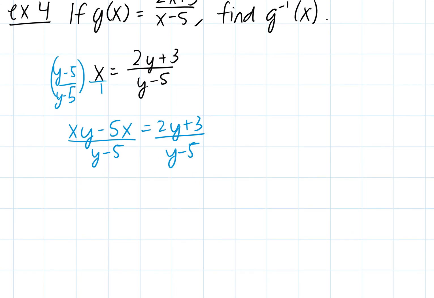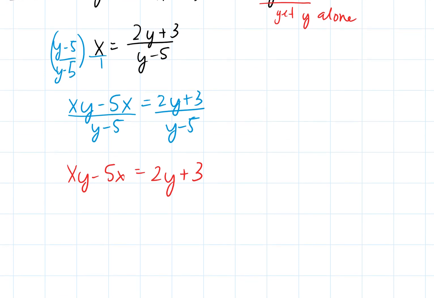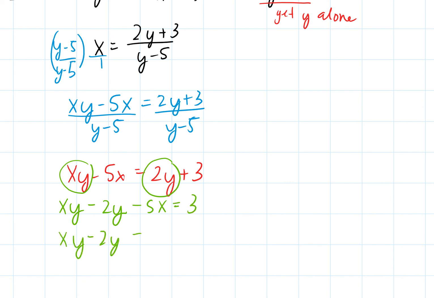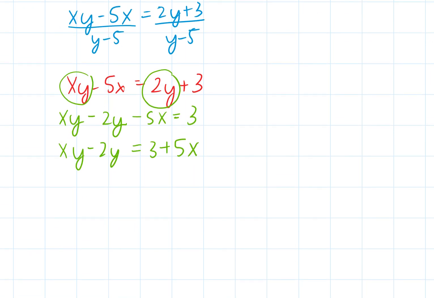Now if my denominators are the same, then my numerators must be the same. If I'm solving for an inverse function, I need to get y alone, and then I'll substitute, just swap out that notation. So let's get the terms with y on the same side of the equation. Either side would be fine. I'm going to subtract the 2y from both sides. And now I'm going to add the 5x to both sides. Now I've got those y's alone, and I can just factor them out.